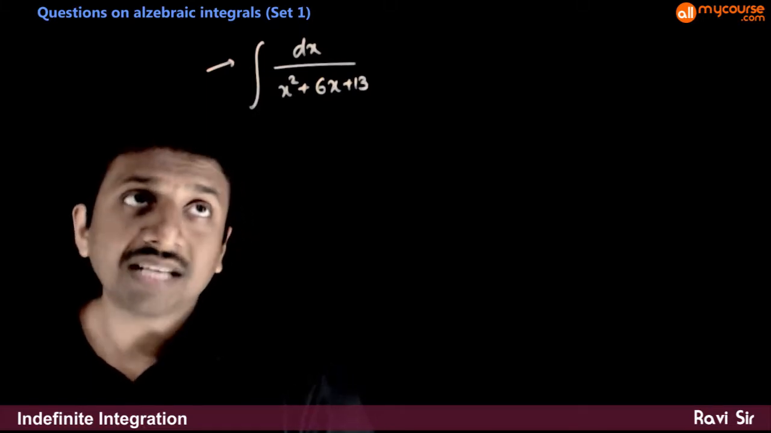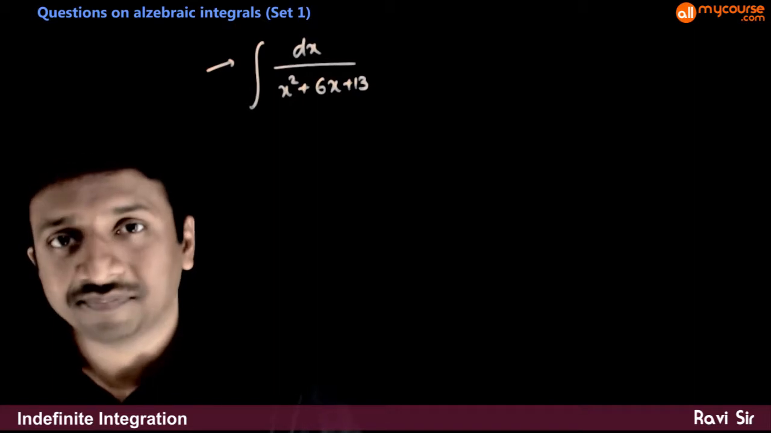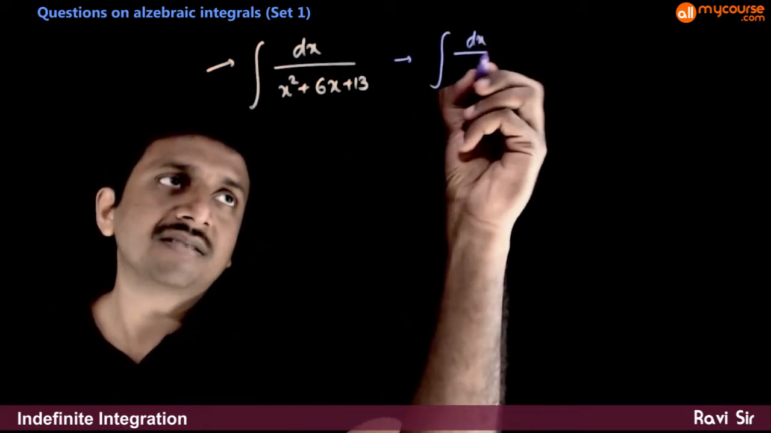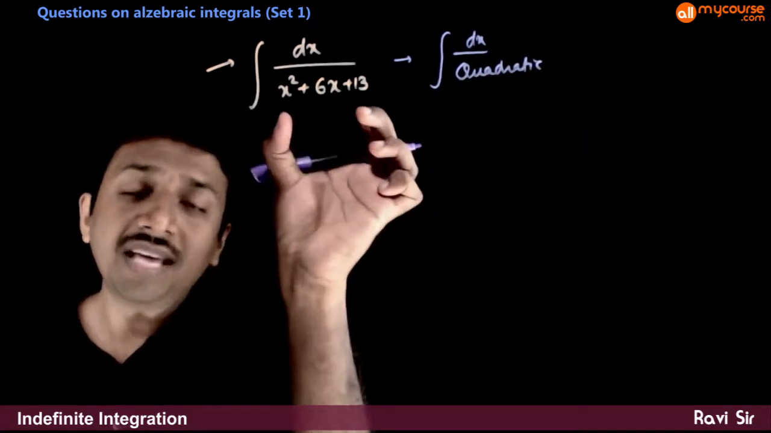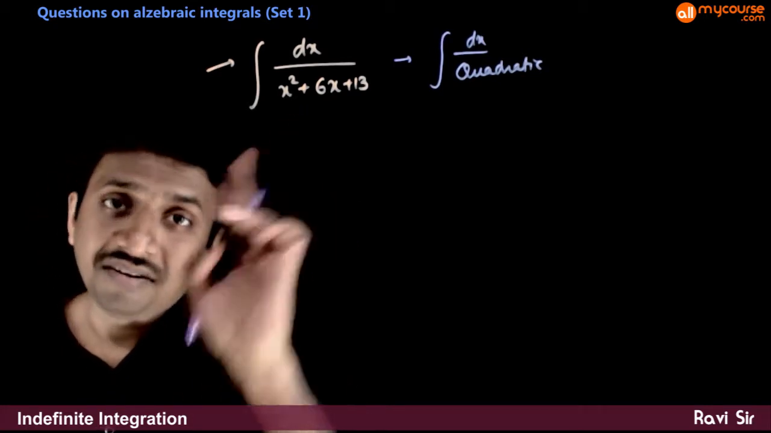In this question, you're asked to integrate dx by x square plus 6x plus 30. So this is of the form integration of dx by a quadratic. So this is a quadratic expression. So how do we integrate this?